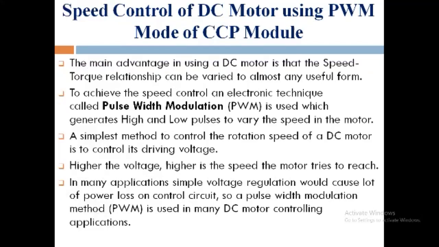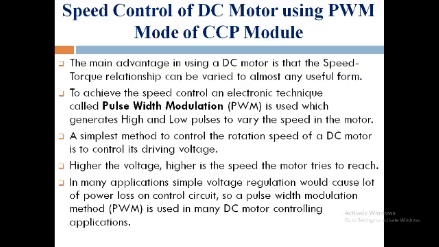Then the second application of the CCP module and its mode is speed control of DC motor using PWM mode of CCP module. The main advantage in using a DC motor is that the speed torque relationship can be varied to almost any useful form. To achieve the speed control, an electronic technique called pulse width modulation, that is PWM, is used, which generates high and low pulses to vary the speed in the motor.